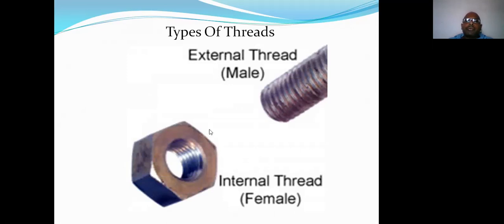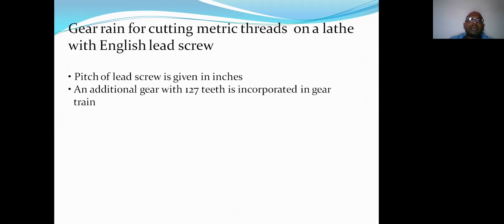So observe. This is the nut which is supposed to be placed over the threaded portion. If this nut moves away from that particular operation during the clockwise direction, then it is called the right hand thread. In the left hand thread, the clockwise direction causes the nut to move away in the opposite direction.